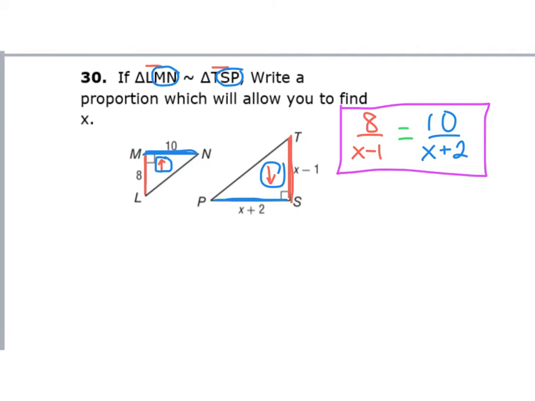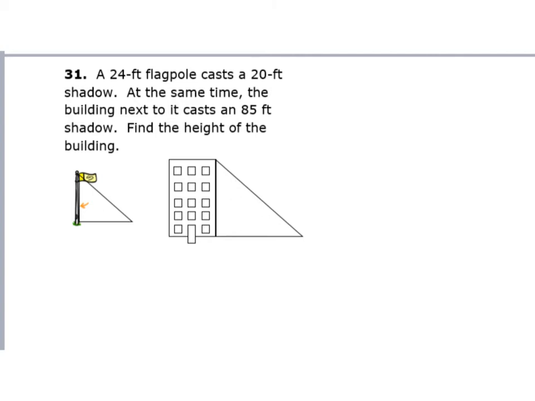Number 31. If a 24-foot flagpole casts a 20-foot shadow, at the same time the building next to it casts an 85-foot shadow, find the height of the building. So I've got my picture, but there's no numbers on it. So the first thing I want to do is label my numbers. So I see I have a 24-foot flagpole. So here's my flagpole, and it's 24 feet. Okay? And it casts a 20-foot shadow.